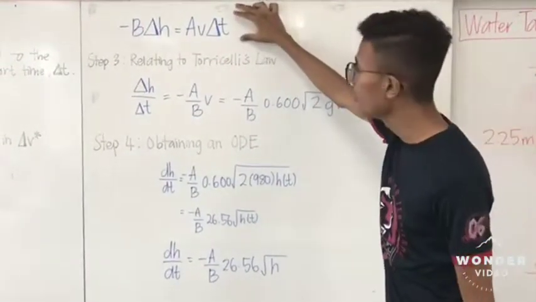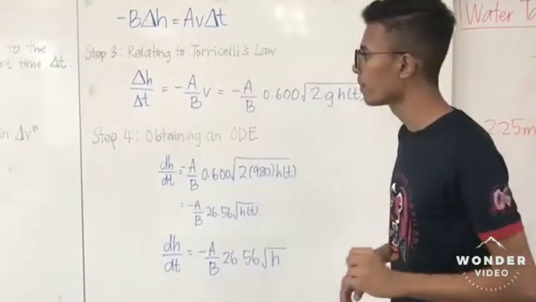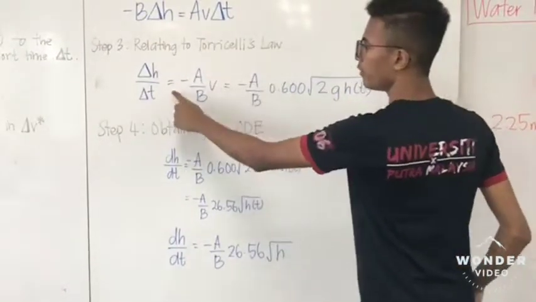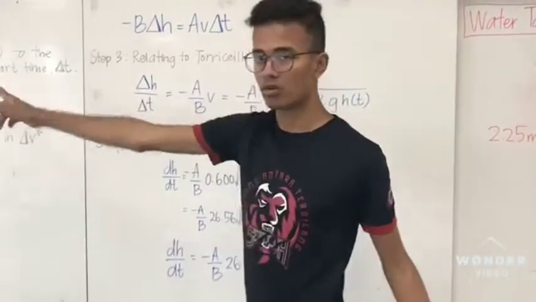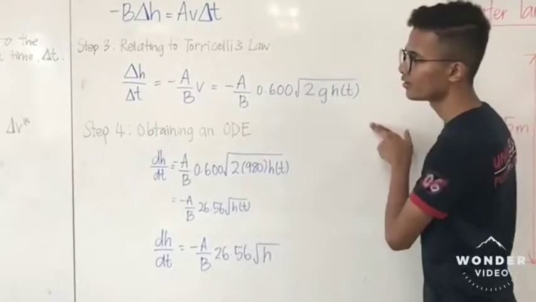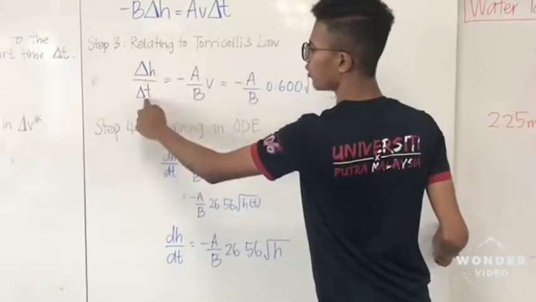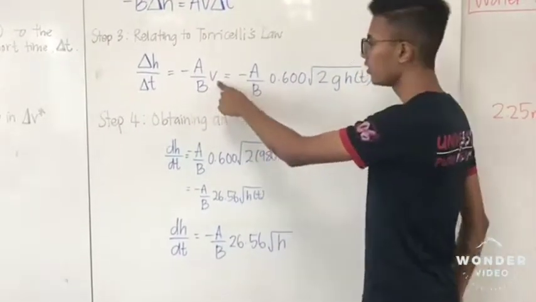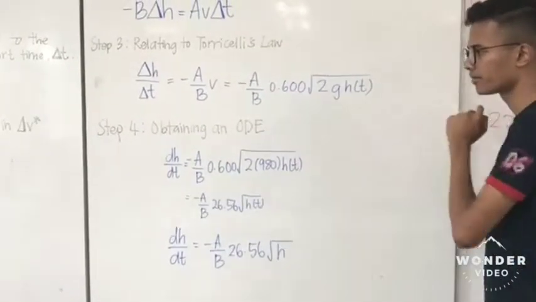we get this form of a solution. And then what we're going to do now is relate this to Torricelli's law. We're going to take the rate of change of height over time and put it together in a fraction. You can see Torricelli's law over there, and we get this: the decrease in height over time equals negative A over B, where B equals Torricelli's law.